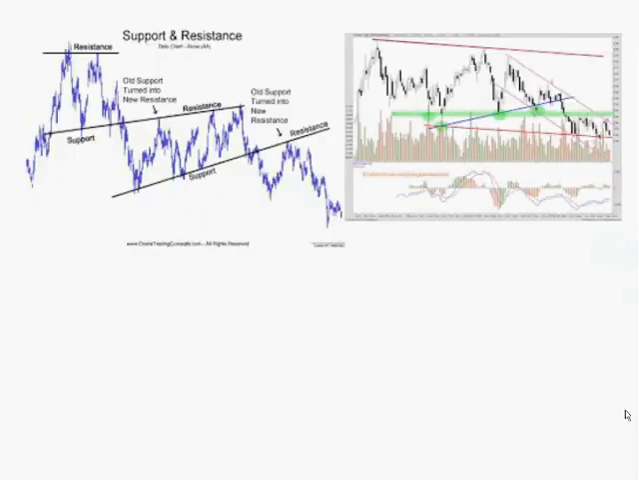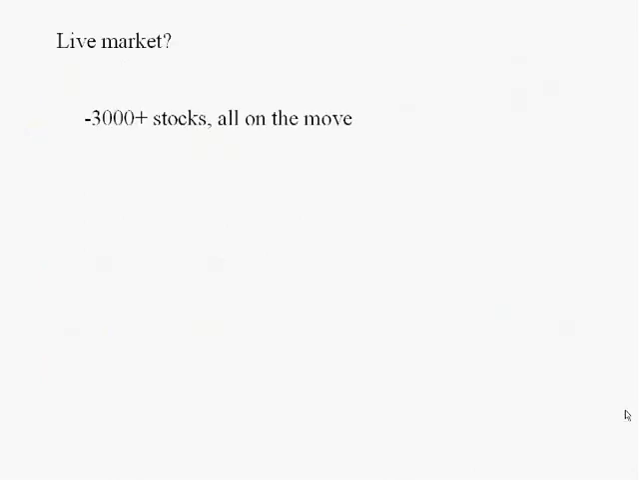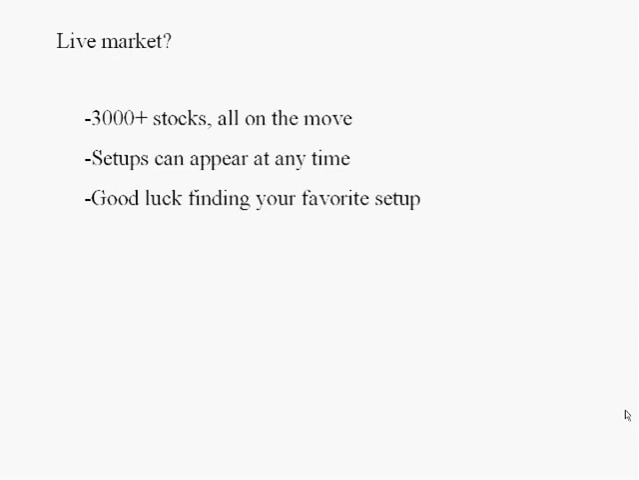Technical analysis involves patterns, various setups, and trading occurrences that traders use to find good trades. There's one problem: what about the live market? You've got 3,000 stocks all on the move. That's if you're only looking at stocks with decent volume. If you look at all stocks, it would be something like 6,000. So good luck finding your favorite setup. Setups can appear at any time.